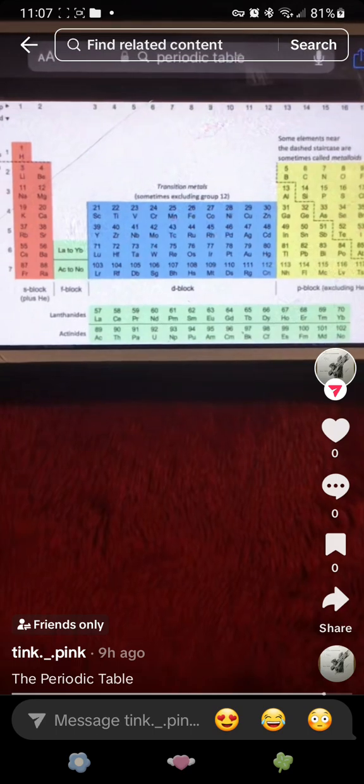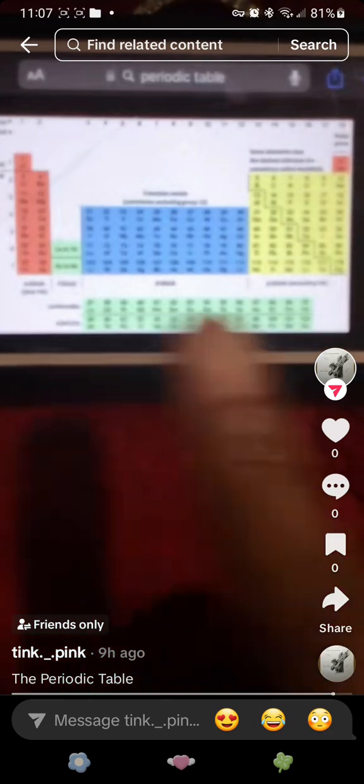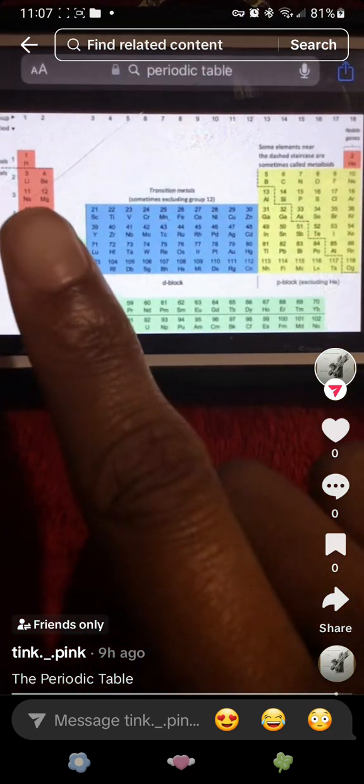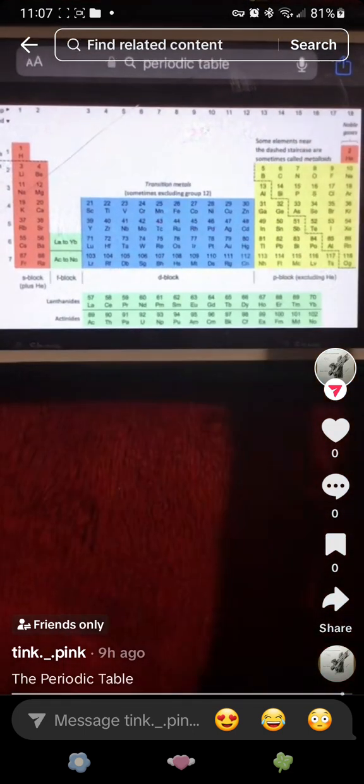So as you can see on this periodic table, you might have noticed the little numbers that's above each element symbol. Those are called the atomic numbers, and they increase from left to right. 1, 2, 3, 4, 5, 6, 7, and so on.